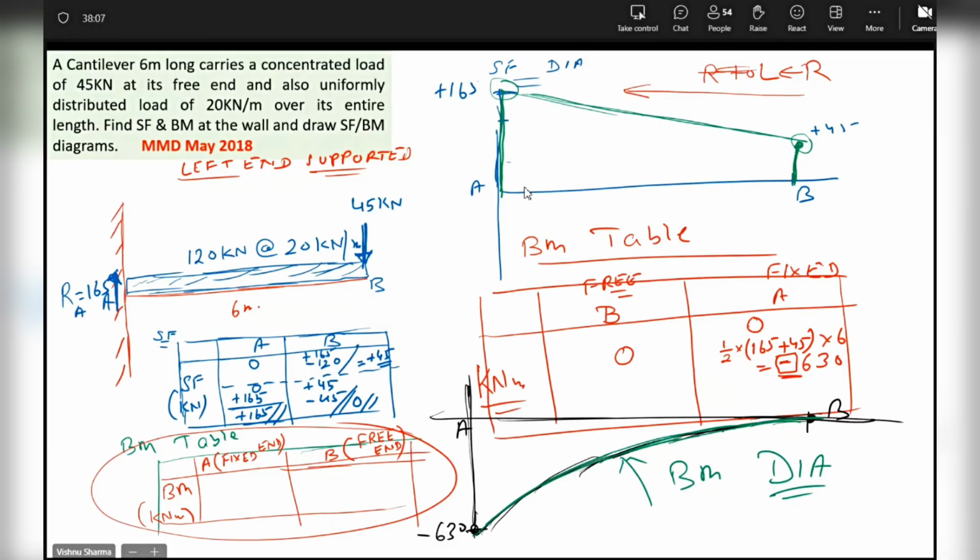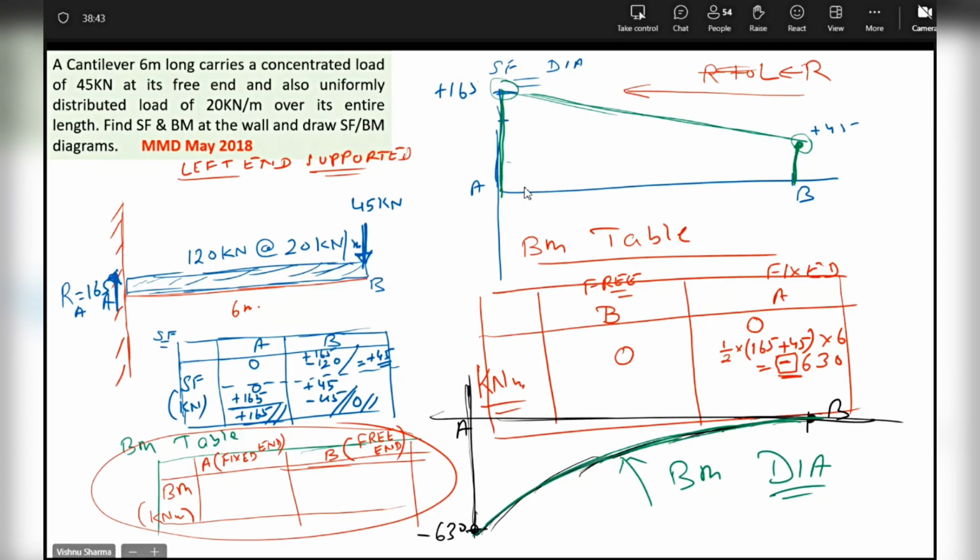Sir, could you repeat your last statement? Free end of the cantilever. I have already said it a couple of times, beta, that BM of a cantilever is 0 at the free end and maximum at the fixed end, at the supported end. Fixed end and supported end are the same, beta. Okay. So BM is minimum or 0 at the free end and maximum at the fixed end or the supported end, as you can see in this diagram also.